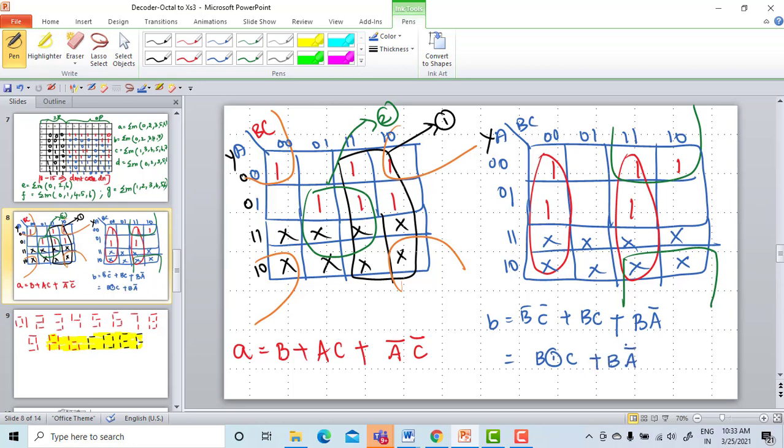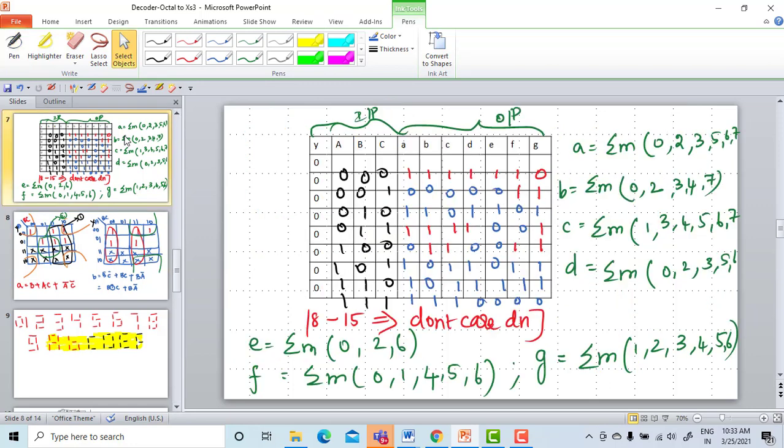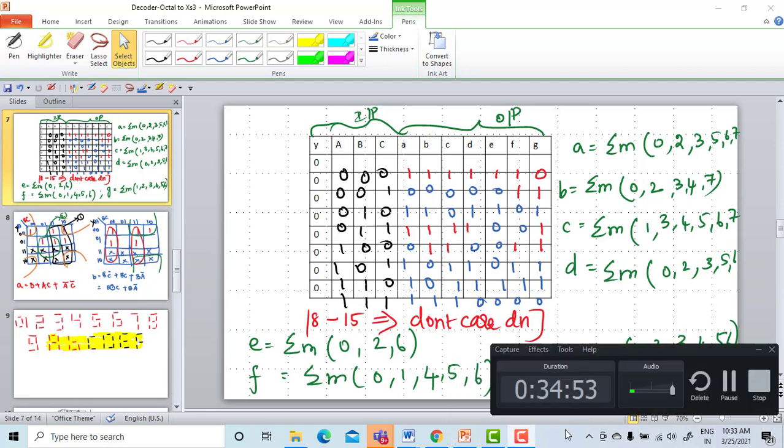I have done for 2 things, namely for A and B. The rest you can complete by yourself. For all the other segments you can complete by yourself. Keep in mind from 8 to 15, keep it as don't care condition, and then solve for the other things. Then try to implement it by using logic gates. Okay, thank you. With this I will stop today.